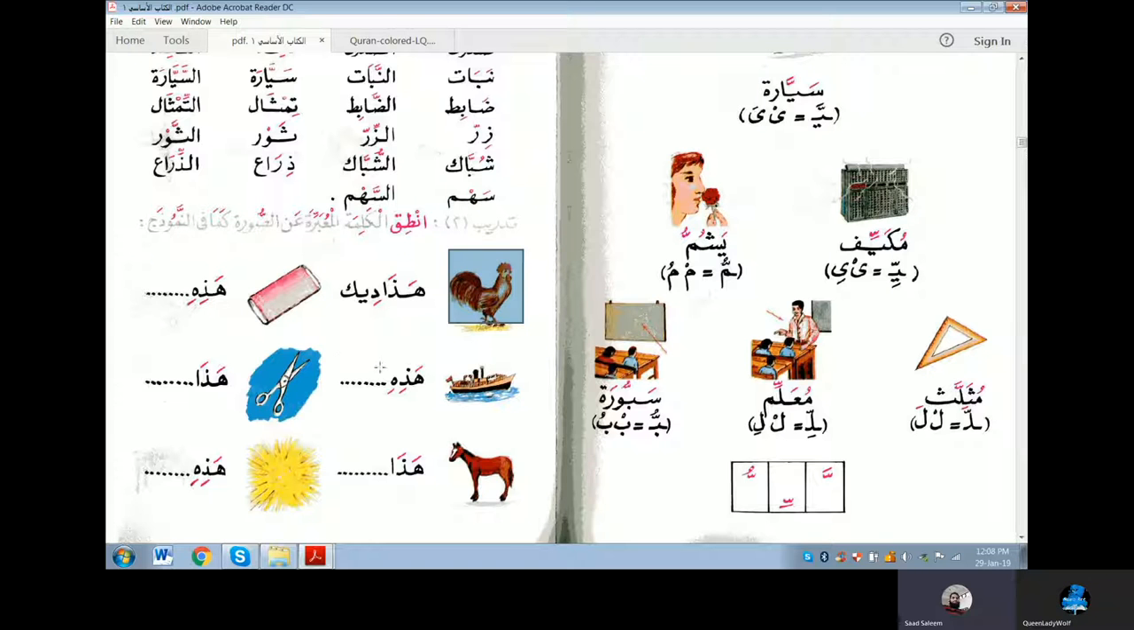You will write here. The first picture is Deekun. You will write Deek. Then next is pillow. Pillow means Bisada. You will write Bisada here. Hazihi Bisada. Then we have Safina. Safina means ship. Hazihi Safina. Then we have scissors. Scissors means Miqass.